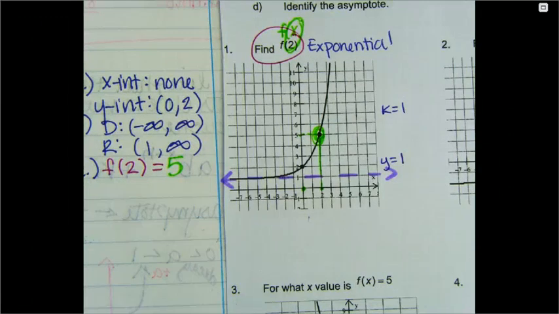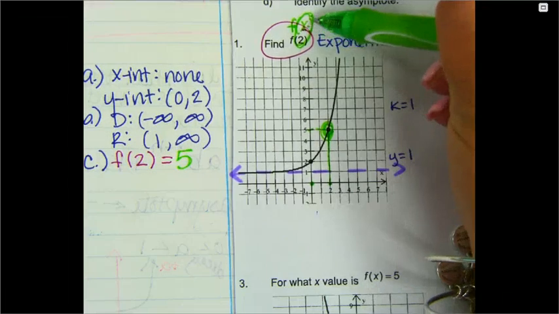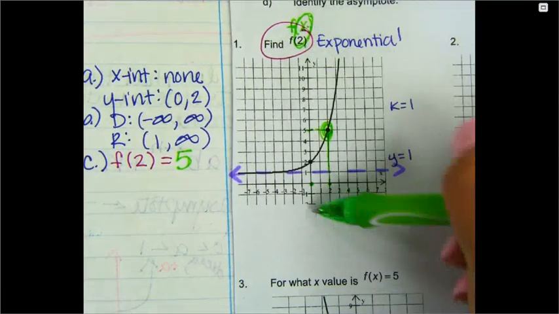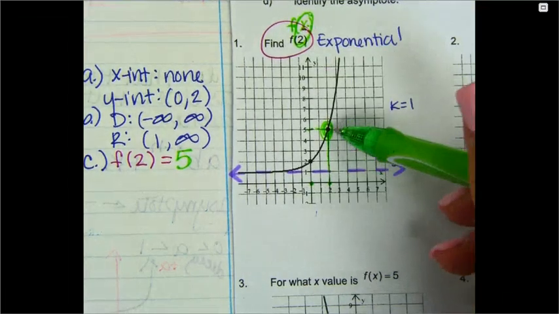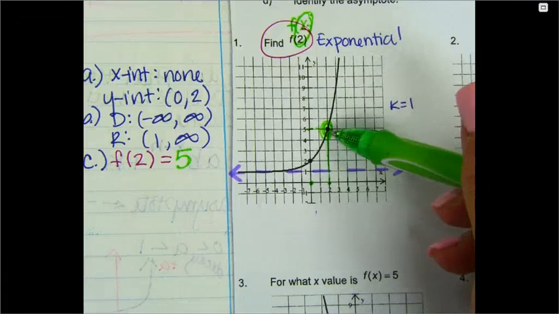Okay? Did you understand that? So we said f of x, remember x is 2. You go to x equals 2, find where it hits the graph. It's 5. Okay?